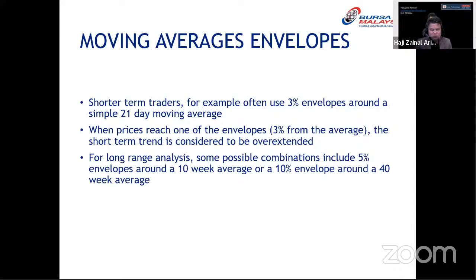Okay. For long range analysis, some possible combinations include a 5% envelope around a 10 weeks average, or a 10% envelope around a 40 weeks average. So it's longer term, and then you increase the percentage to a higher number, and also the moving average for a longer period.